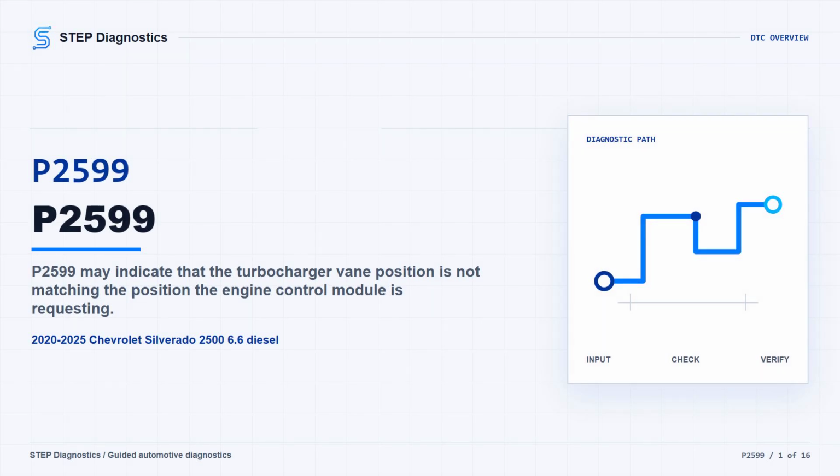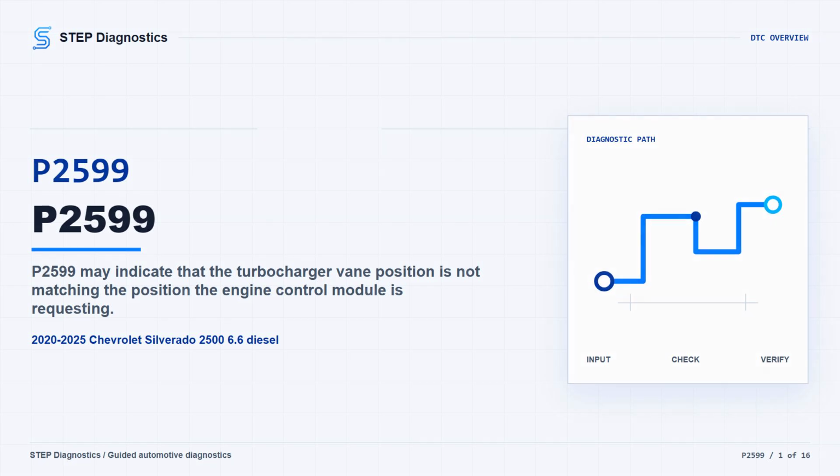This episode is for P2599 on a 2020 to 2025 Chevrolet Silverado 2500 with the 6.6 diesel. In plain language, P2599 may mean the turbocharger vane position is not matching what the engine control module is asking for. The truck may go into reduced engine power and may show service emissions or exhaust fluid messages.